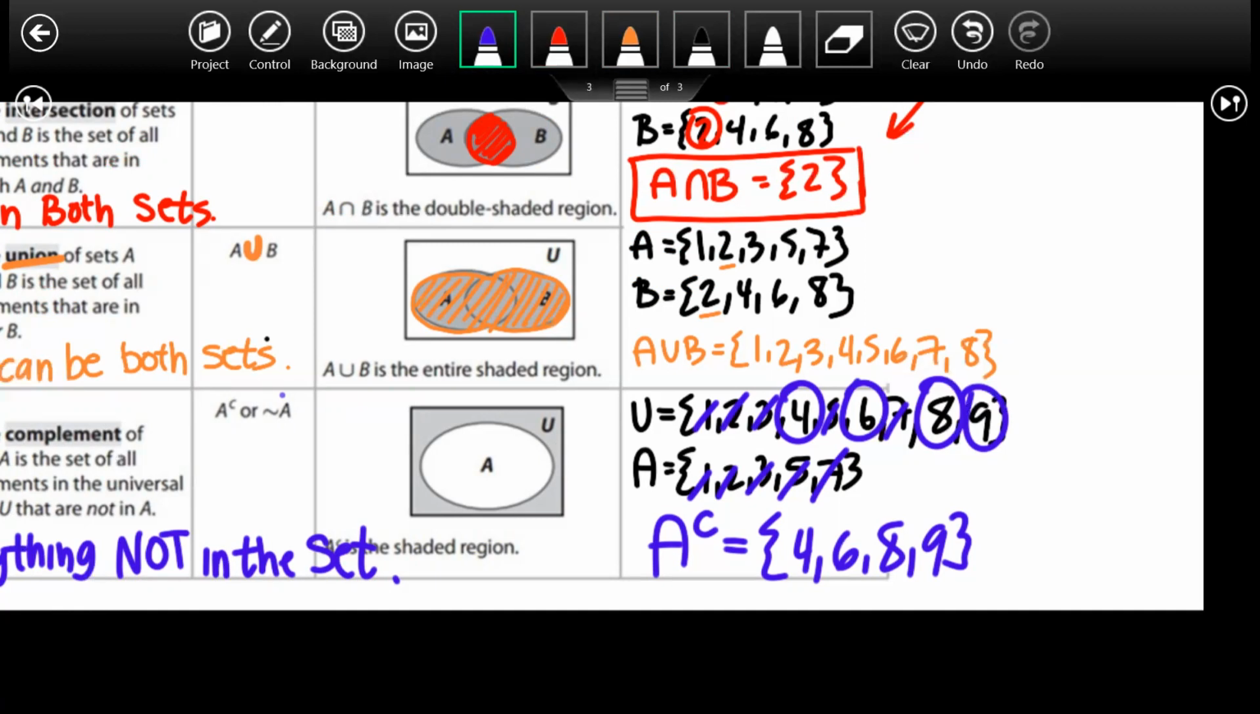Not understanding what? It means everything not in C. It's a notation for not in C. We're looking at elements. We're describing elements because this is going to help us determine probability.